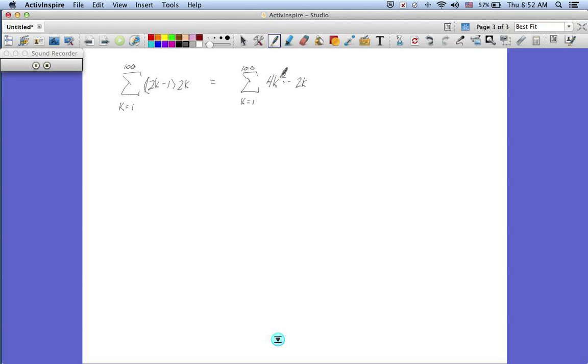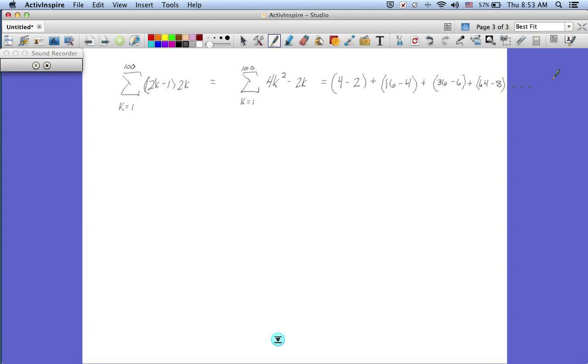Okay, so I'm adding all these numbers up. Now I'm going to do a little bit of work ahead of time here just to explain something that we're not going to do later. If I plug in 1, I get 4 minus 2. Plus, now I'm going to plug in 2. If I plug in 2, I'm going to get 16 minus 4. Add, if I plug in a 3, I'm going to get 36 minus 6. And I've got room for one more here. So if I plug in a 4, I get 64 minus 8.